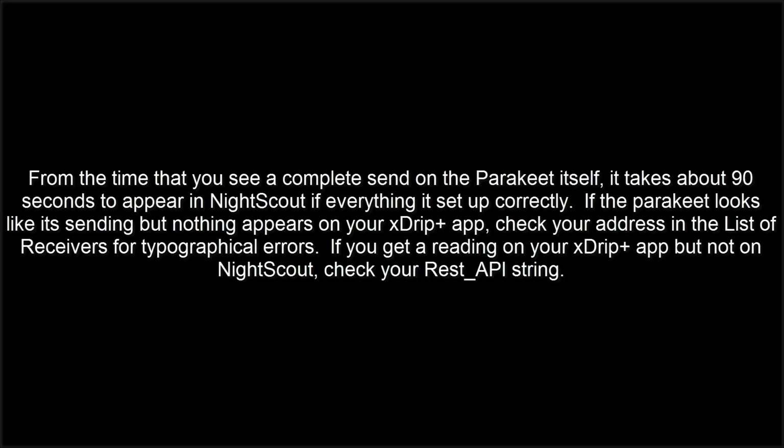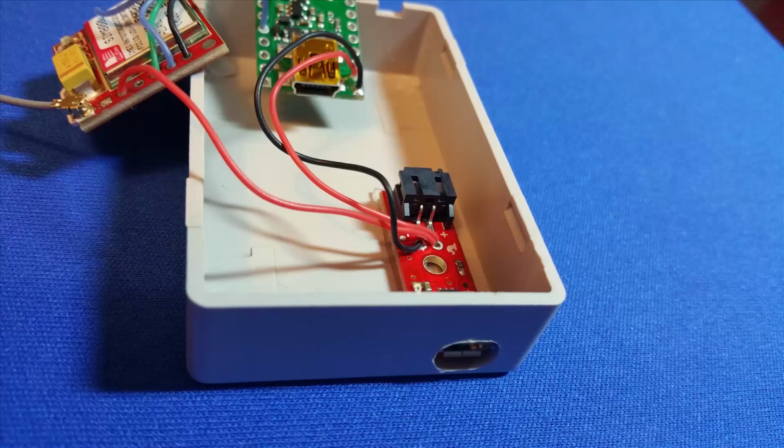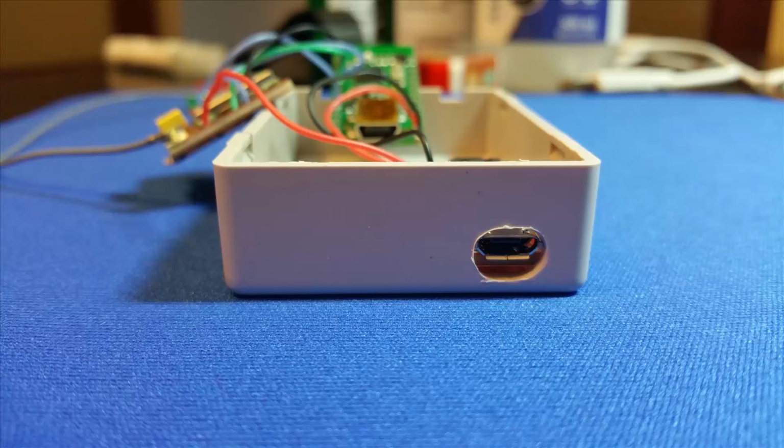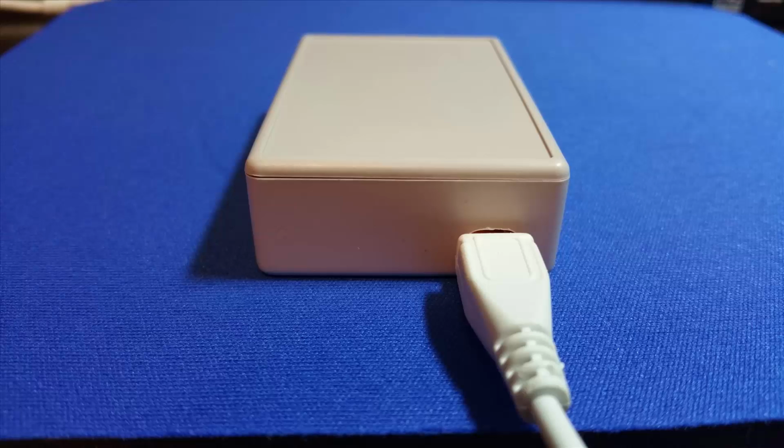It usually takes about 90 seconds to appear on NightScout if everything is set up correctly. If it doesn't, check your strings. It's always the strings. Once that's done, you can put your parakeet together in the box using double-sided tape. What I did is I glued my charger down through a little hole that I drilled and then glued it down to the bottom to be secure. Then I glued the Wixel and the GSM module to the battery so it could be easily removed if I have to. Lastly, put the top on it and start charging.